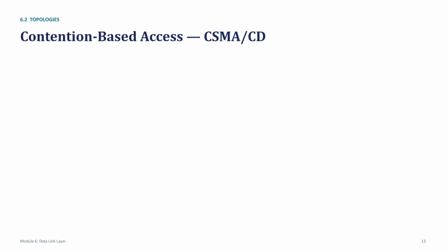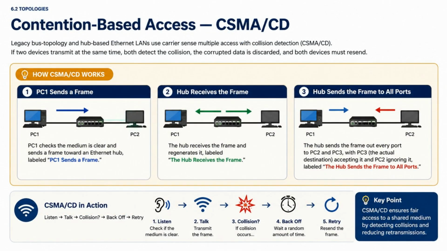CSMA/CD walkthrough, shown in the 3-panel diagram. PC1 checks the medium is clear and sends a frame to the hub. The hub receives and regenerates the frame. The hub blasts it out every port, and only the actual destination device accepts it while others ignore it. If 2 devices happen to transmit simultaneously, both detect the collision, discard the corrupted data, and both resend. This is legacy hub-based Ethernet specifically.